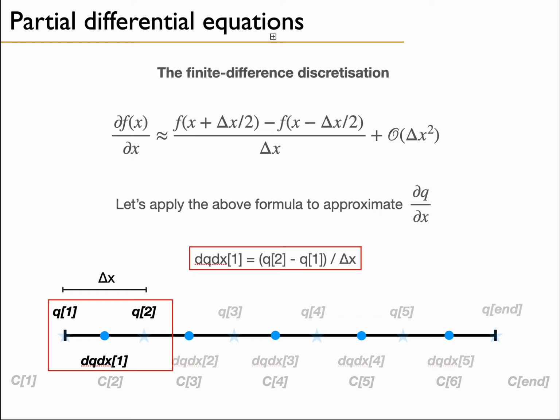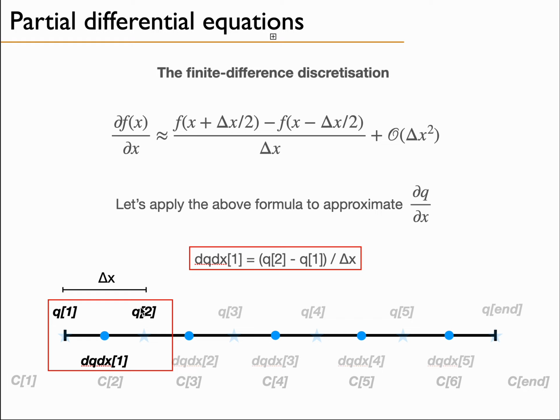So let's try to apply this formula to approximate dq dx. Let's approximate dq dx using a centered finite difference discretization. We want to take the derivative of q with regard to space. Let's consider the first 2 points here of q: we have q position 1 and q position 2.